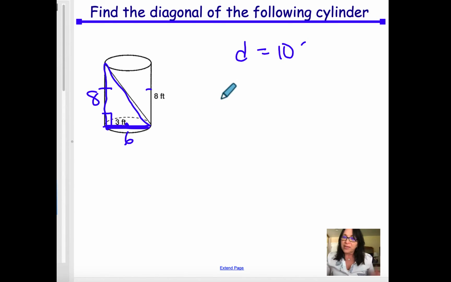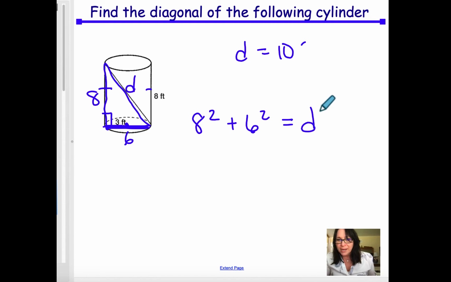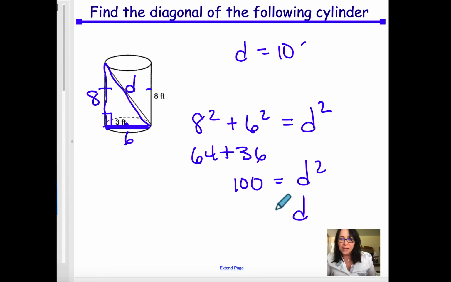Now, if I forgot that, I can just say, okay, that's my diagonal, I don't know what that is, and I can use the Pythagorean Theorem, which is 8 squared plus 6 squared is equal to my diagonal squared. So I have 64 plus 36, which is 100, is equal to my diagonal squared. And then my diagonal is going to be the square root of 100, which is 10.